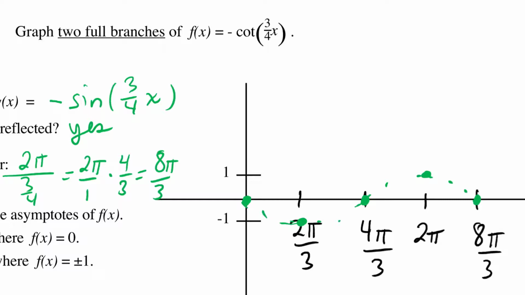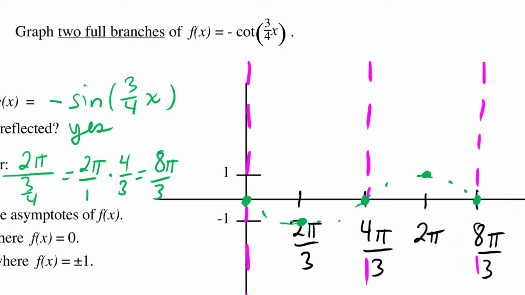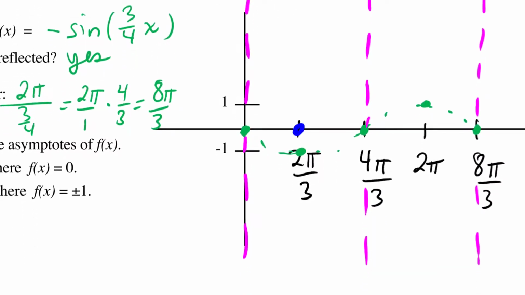Now we'll draw the asymptotes for cotangent by locating the zeros of sine. The first one is on the y-axis, so there's the first asymptote. The next asymptote occurs at 4 pi over 3, and the third at 8 pi over 3. Halfway between each pair of asymptotes, the function is 0. So at 2 pi over 3 and at 2 pi, we have zeros.